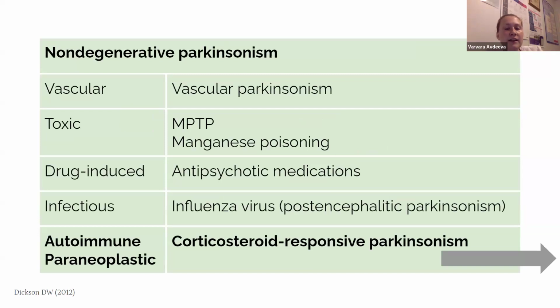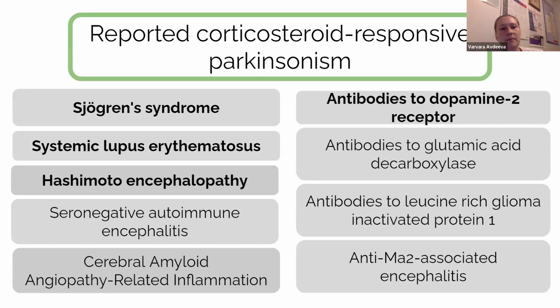And non-degenerative Parkinsonism includes many disorders with different etiology. It can be vascular, toxic, drug-induced, infectious, and the most interesting today for my presentation is autoimmune etiology. People who respond to corticosteroids may be classified as corticosteroid responsive Parkinsonism. So this condition can include autoimmune disorders and also paraneoplastic disorders. This condition is not widely described now in the literature, and there are some reports.